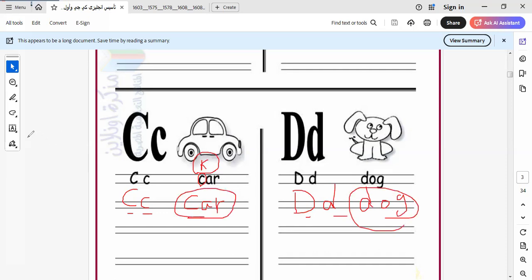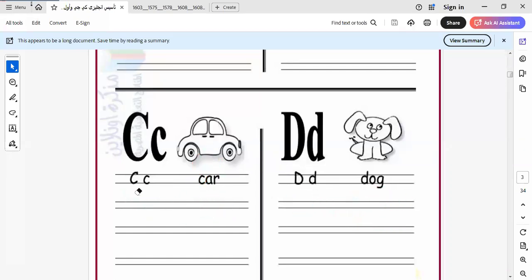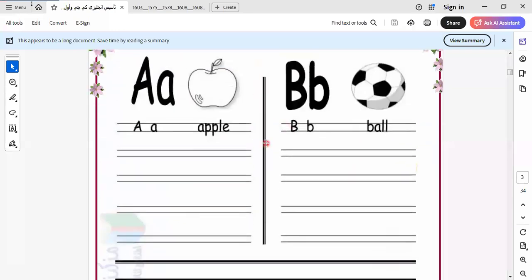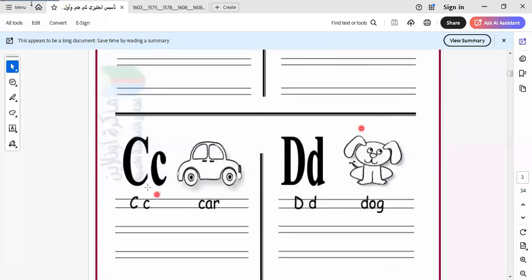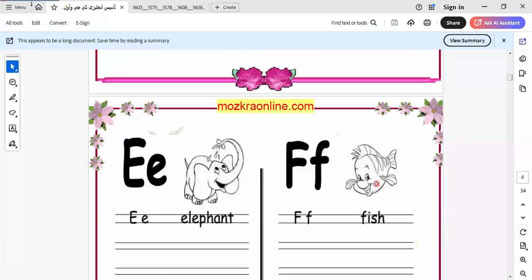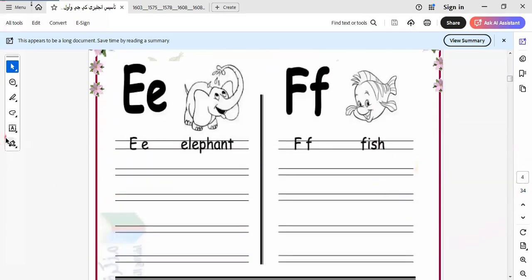Okay, let's go to other letters. So now we know four letters. I would like to repeat again to remind you: capital A and small a for apple, capital B and small b for ball, capital C and small c for car, capital D and small d for dog. Let's go to the next letters.